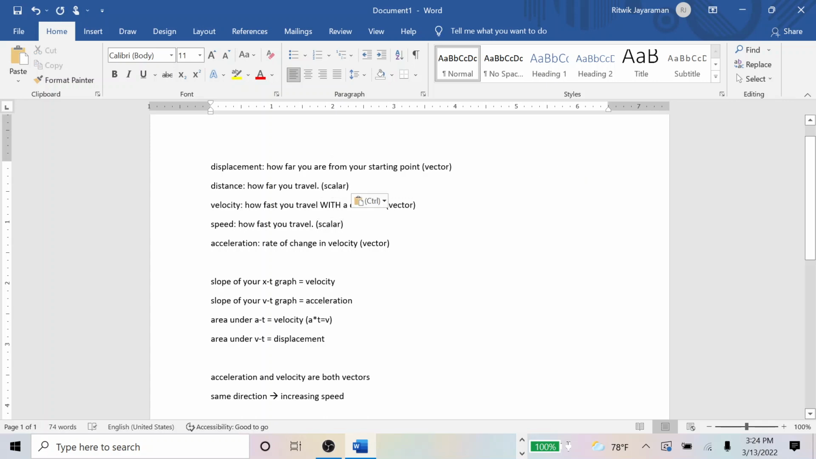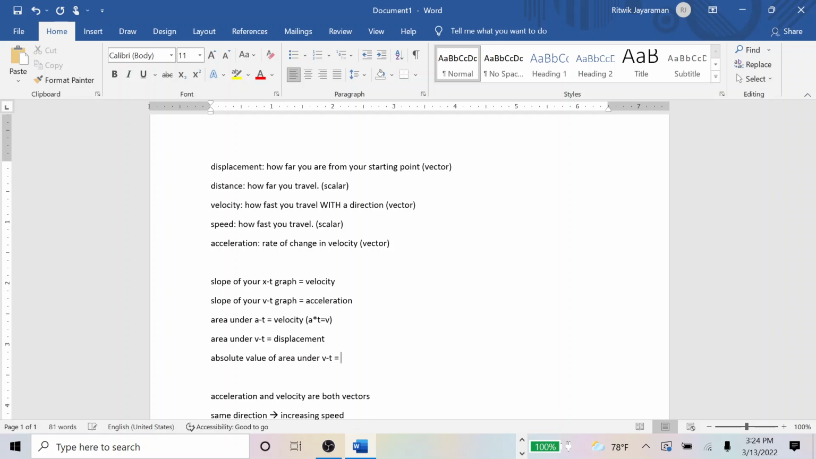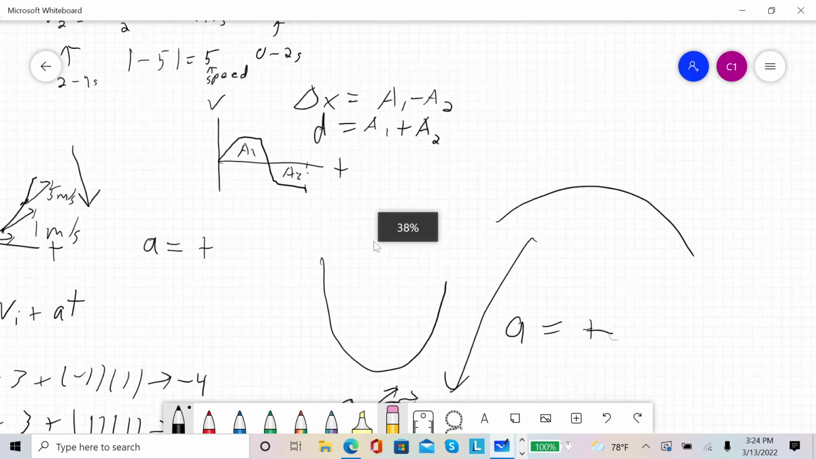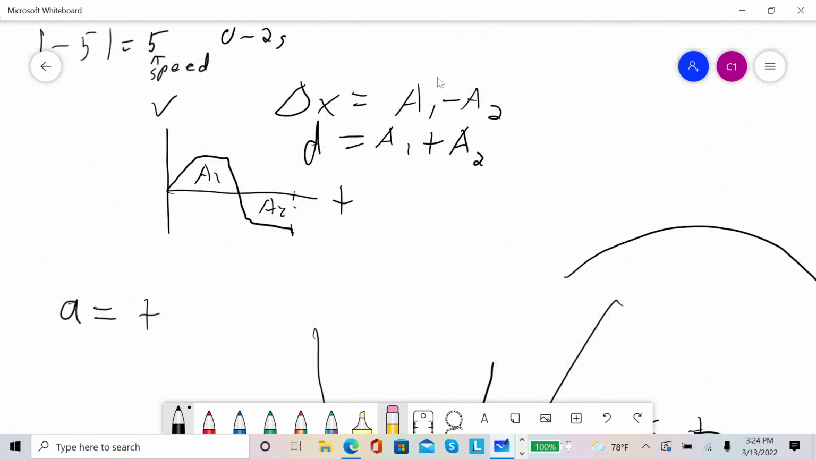Then we looked at the difference in the position time graphs, velocity time graphs, and then the acceleration time graph. So we know that the slope of your position time graph is velocity, slope of velocity time is acceleration. The area under your acceleration time graph is your velocity, while the area under your velocity time graph is your displacement. And actually, the absolute value of area under velocity time is your distance. And again, we explained that because distance can't be negative. It is a scalar quantity, which means that when you add the distance, it's going to be A1 plus A2, right? But for displacement, it's going to be A1 minus A2.